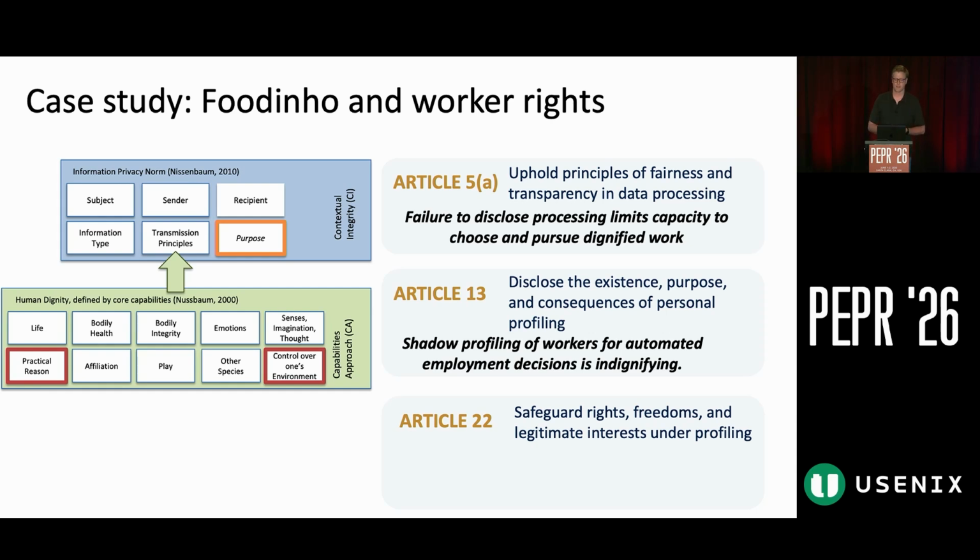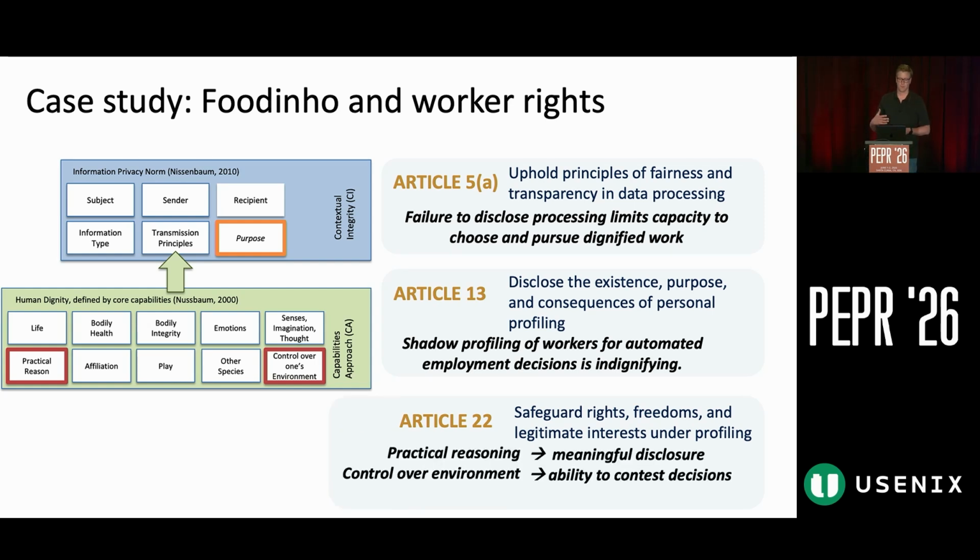We also see that the data that Foodinho collected is being used for different purposes. While customers rate food delivery based on the delivery quality, that Foodinho then uses the same data plus other data to assess the performance and make employment decisions was not apparent, right? So by adding the purpose parameter here, we can see the data is actually used for two different purposes. And because this ranking system, the excellence system, was kept secret, it violated the core capability of having control over your environment. Right? If you don't know that the system exists and rates you, you can't really do anything about it or contest the decisions that are being made.